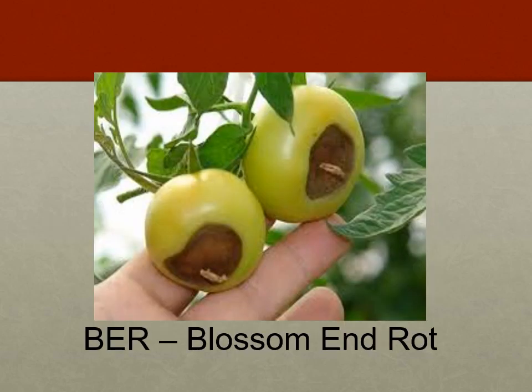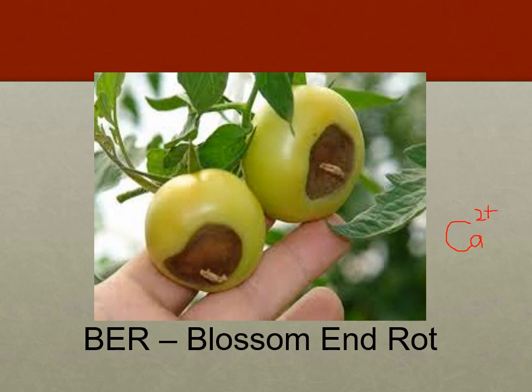Here's a picture of blossom end rot in tomatoes. This happened at a very young stage during the flower, and it is related to what nutrient? Now, typically, it is an immobile nutrient, and it is a secondary macronutrient, and it is calcium.